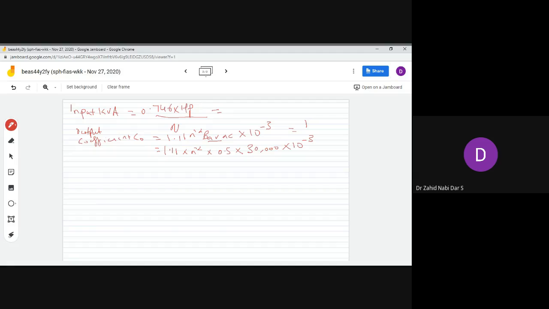See, one thing in this problem, the number of poles he has not mentioned, so we have to calculate the number of poles. He has mentioned the speed in terms of RPM, not RPS, so here we cannot apply 2F by N. Instead of that, the number of poles would be 120F by N. So 120 into 50 divided by 410. So how much does it come to?